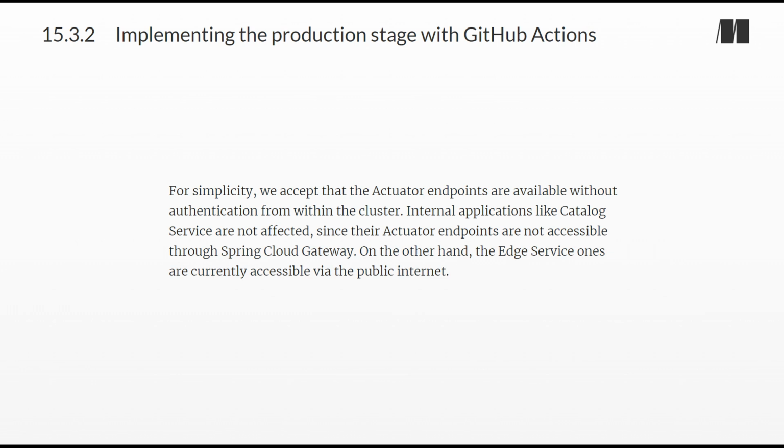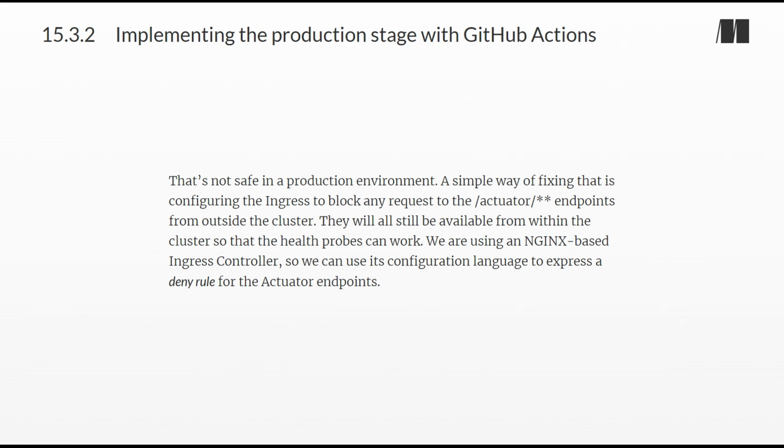Internal applications like Catalog Service are not affected, since their actuator endpoints are not accessible through Spring Cloud Gateway. On the other hand, the Edge Service ones are currently accessible via the public internet. That's not safe in a production environment. A simple way of fixing that is configuring the ingress to block any request to the /actuator/ endpoints from outside the cluster. They will all still be available from within the cluster so that the health probes can work.